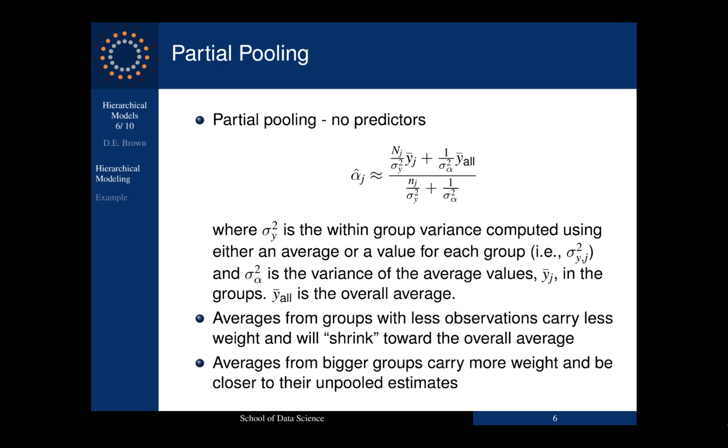Averages from bigger groups are going to carry more weight, and as a result, they'll be closer to the unpooled estimates, the estimates that we would get if we were just to look at them as their own group and do a regression based upon that group.